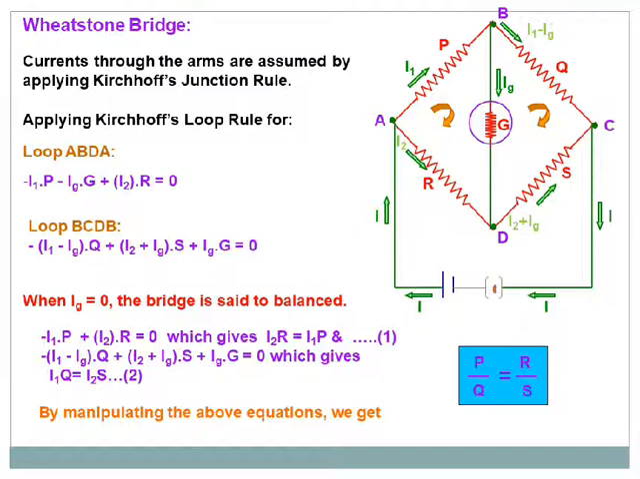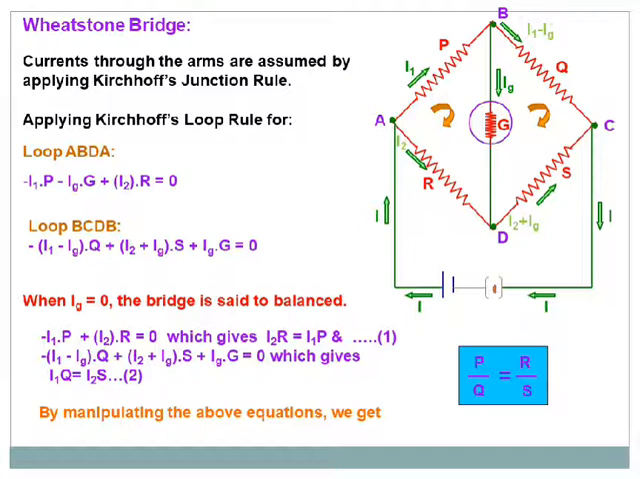From B to B, the current is Ig and the resistance is G. Why is it positive? Because we are tracing the path from D to B and the current is in the opposite sense. So that is positive: plus Ig into G is equal to 0. So these are the two equations, by applying Kirchhoff's law, both the laws.